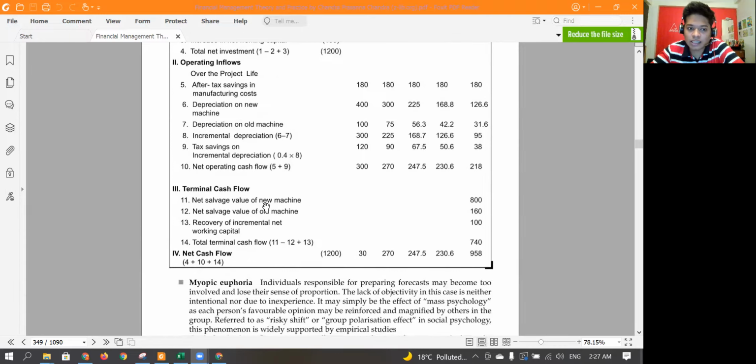This is the second part. And then there's terminal cash flow, which is the salvage value of the machine. So when you sell that machine, whatever money you get, that comes to net cash flow. Then you put a present value factor on that net cash flow and equate it with the outflow, and that inflow and outflow will give you the NPV. So this is the entire crux of the sum.